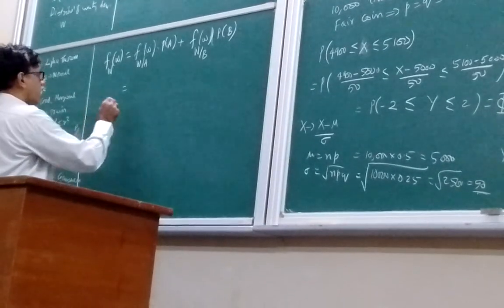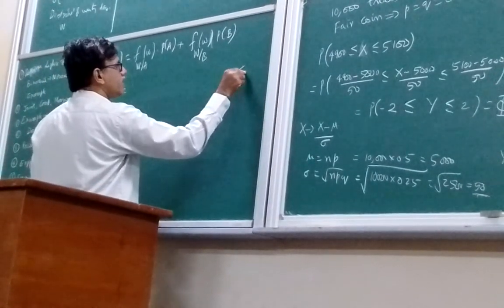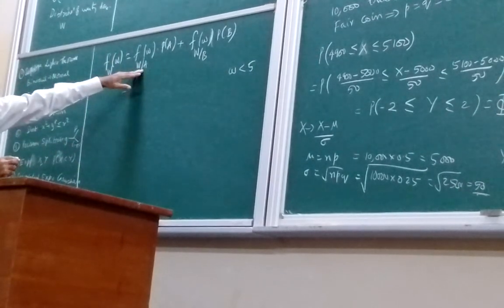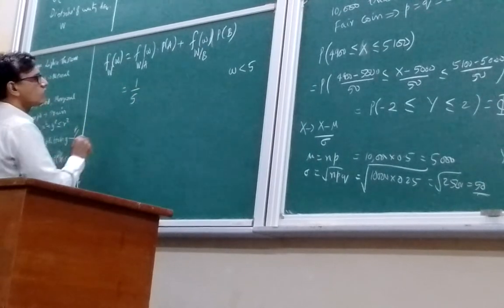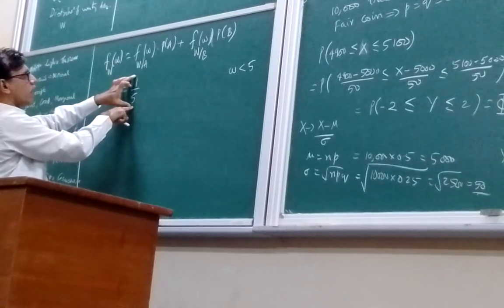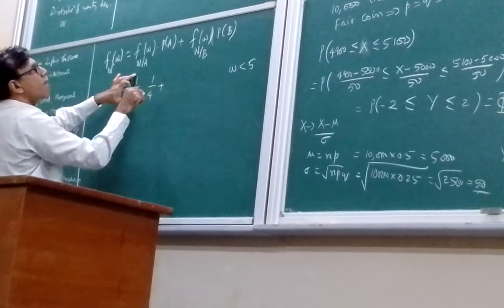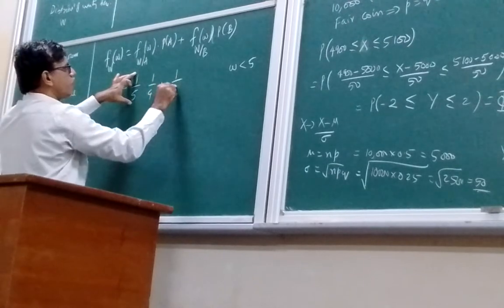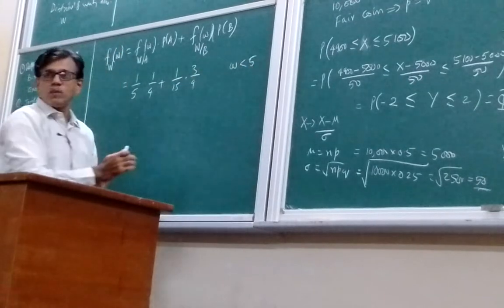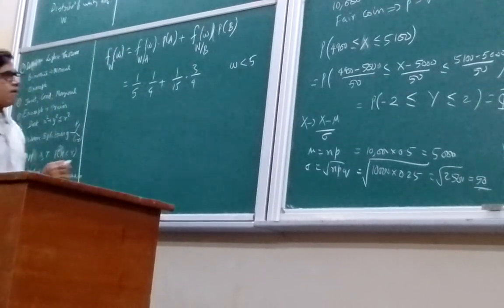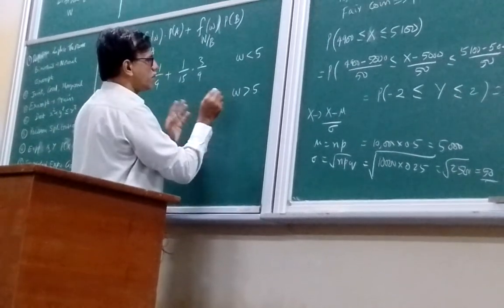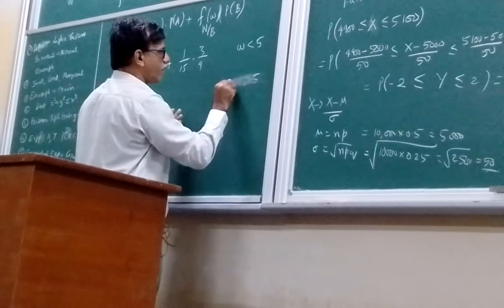So yeah, in this one, if W is less than 5, then what will happen? This one is 1 over 5. For A, 1 over 5 is this one, into the probability 1 by 4, plus for this one it is 1 by 15 into 3 by 4. This is true when the waiting time is between 0 to 5. When my waiting time is above 5, of course it has to be between 5 to 15.